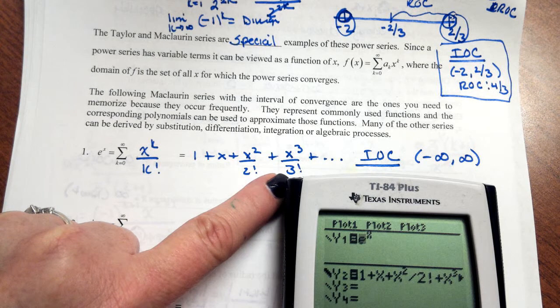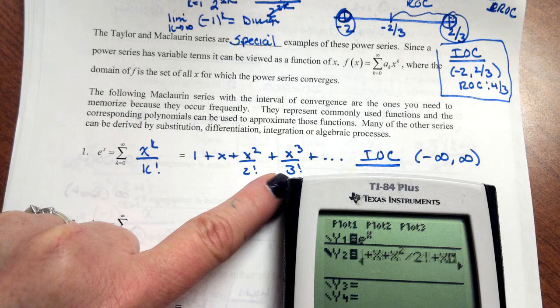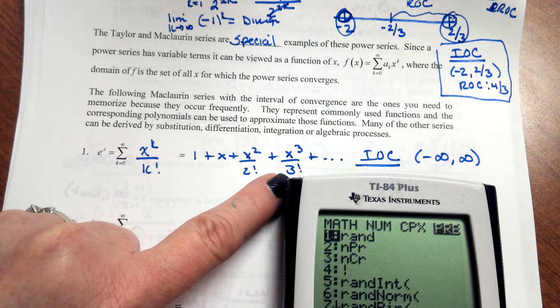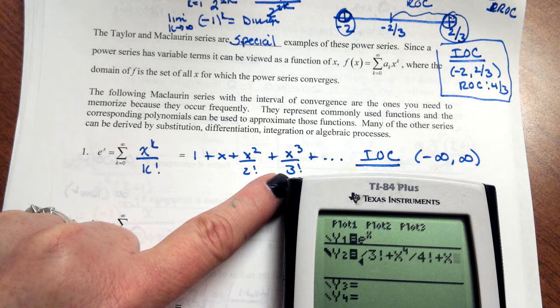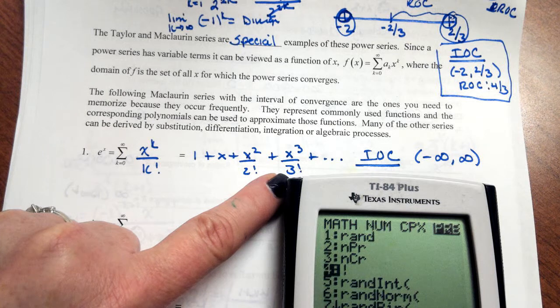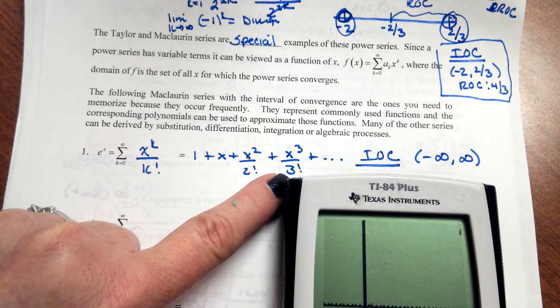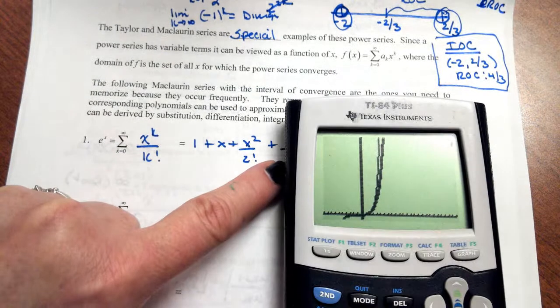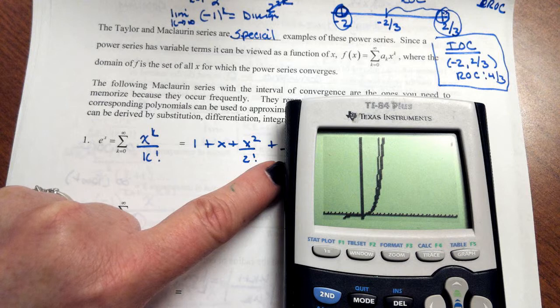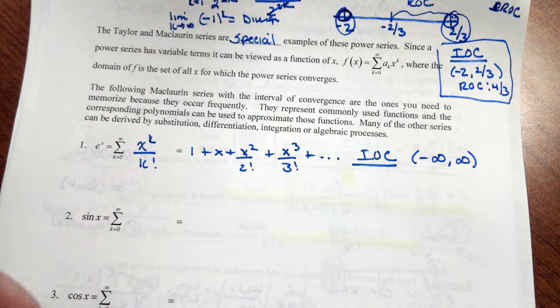But if I add on more, plus x to the fourth, the higher degree you take this out, the better it will match. I'll do one more. So there's my e to the x. So now you can see how much closer by me adding on 2 more. And if I add on more and more, you will see that they merge even closer together to get that interval of convergence for all real numbers.